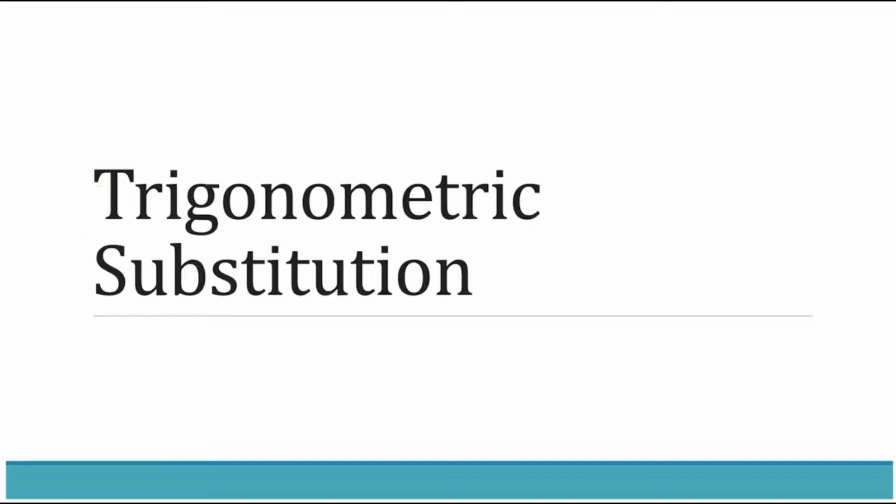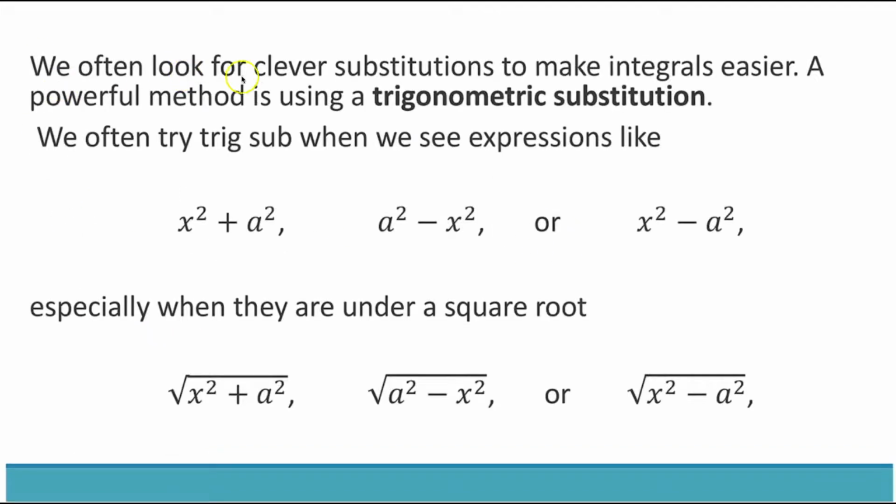Trigonometric substitution. We often look for clever substitutions to make integrals easier. A powerful method is using a trigonometric substitution, or trig sub. Once we've exhausted all other methods, we often try trig sub when we see expressions like x squared plus a squared, a squared minus x squared, or x squared minus a squared, especially when they are under a square root.